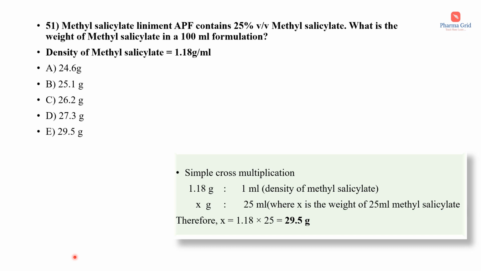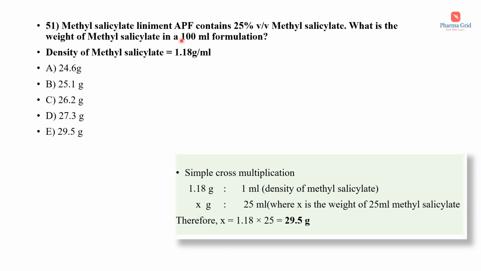So starting with the first question, methyl salicylate liniment APF contains 25% volume by volume methyl salicylate. What is the weight of methyl salicylate in a 100 ml formulation? The density of methyl salicylate is given as 1.18 gram per ml.